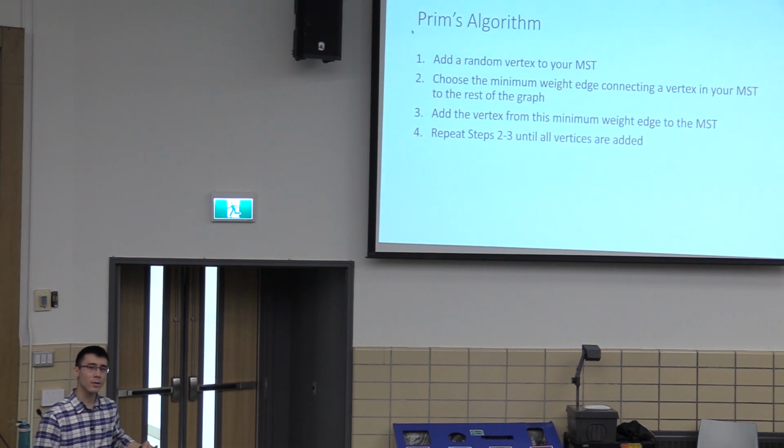So there are two different algorithms, and we're only going to go over one of them. One is called Prim's algorithm, and that basically makes use of a priority queue, which we have gone over a few times before.